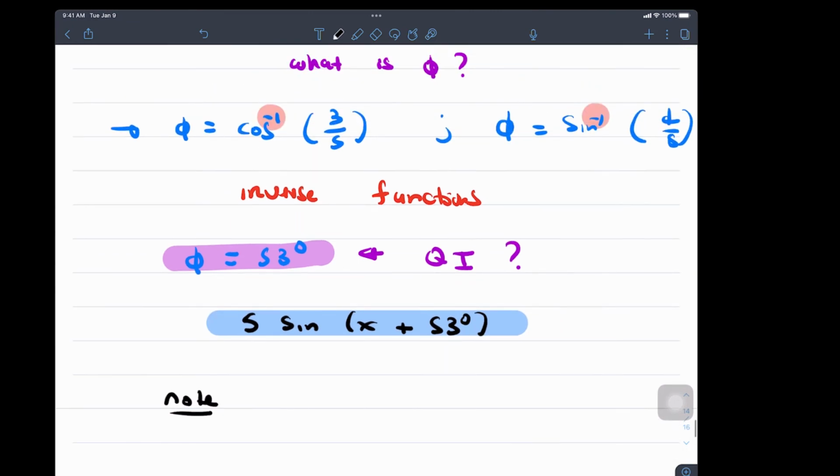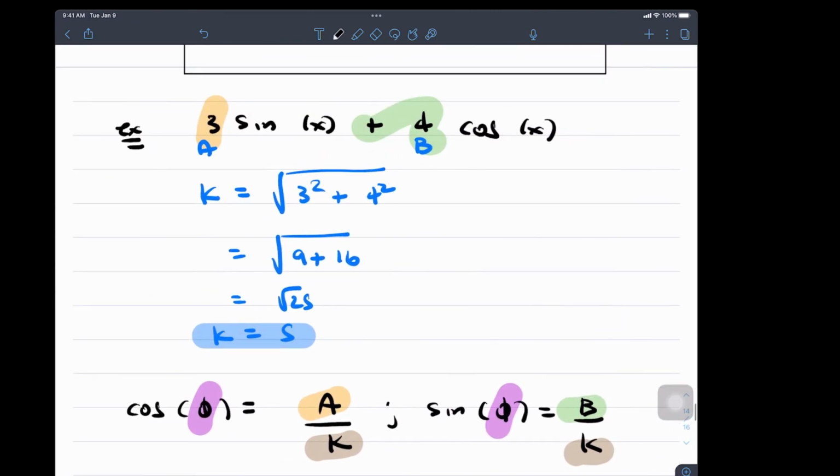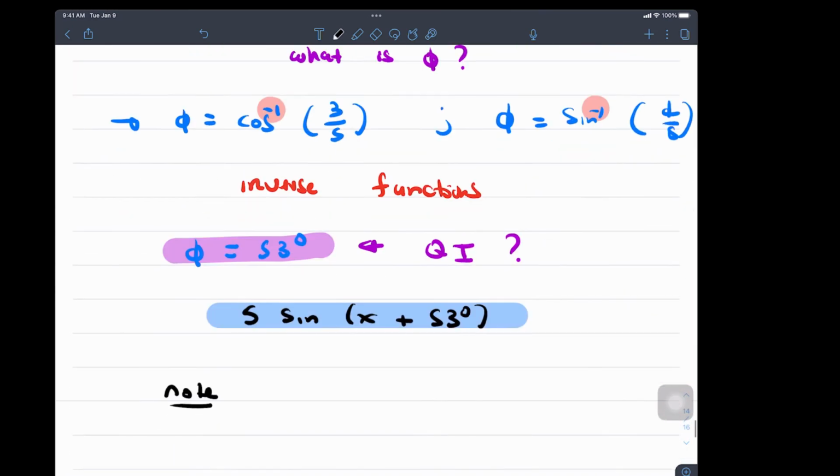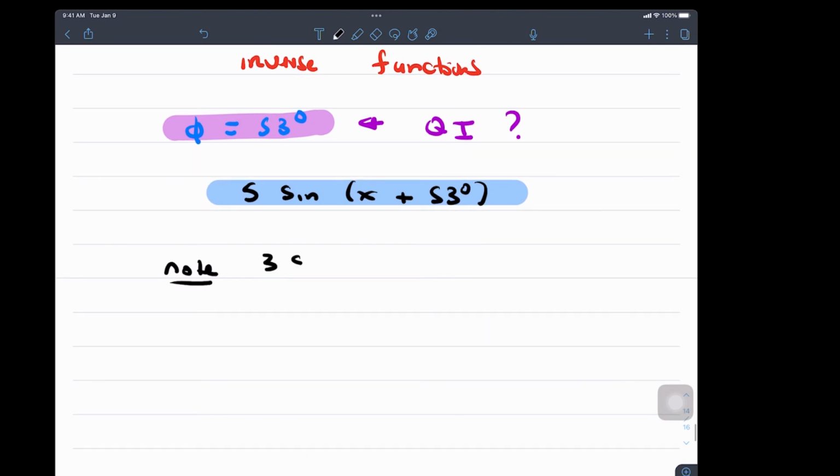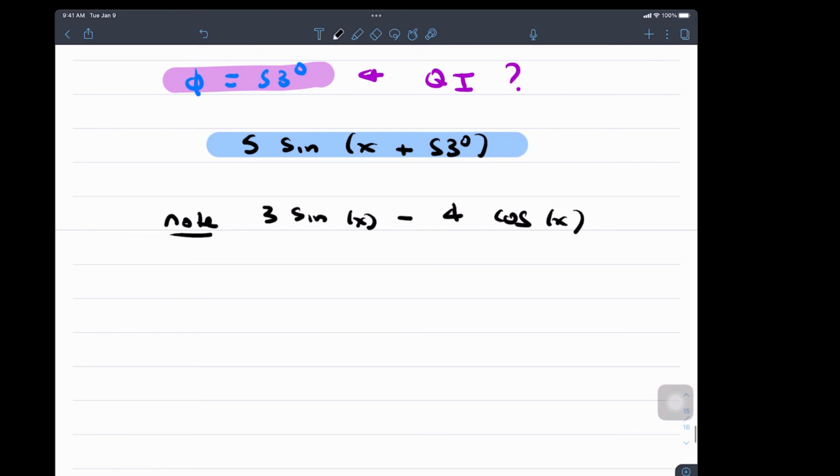And I want you guys to note something here. You said, what if they had given me 3 sine x? I'm going to share with you guys. 3 sine x minus 4 cosine x. Okay, this is a note. It's another example, but it's a note. Remember, this is still going to be what? A. And this is going to be B.